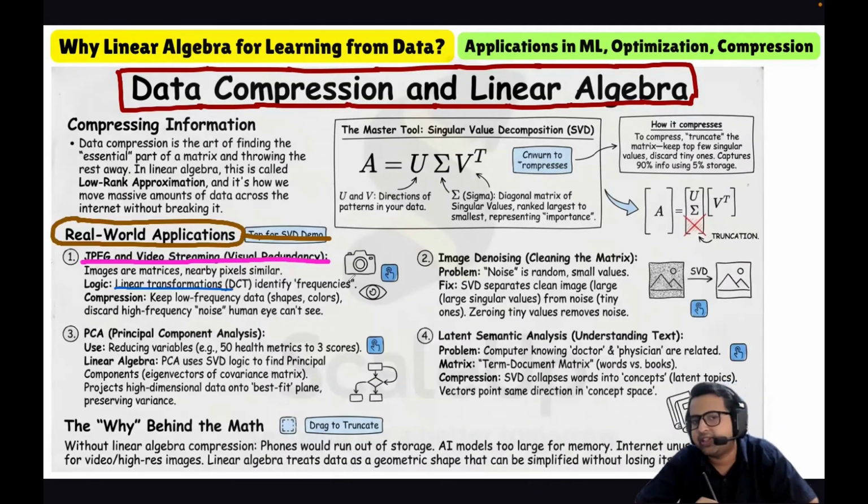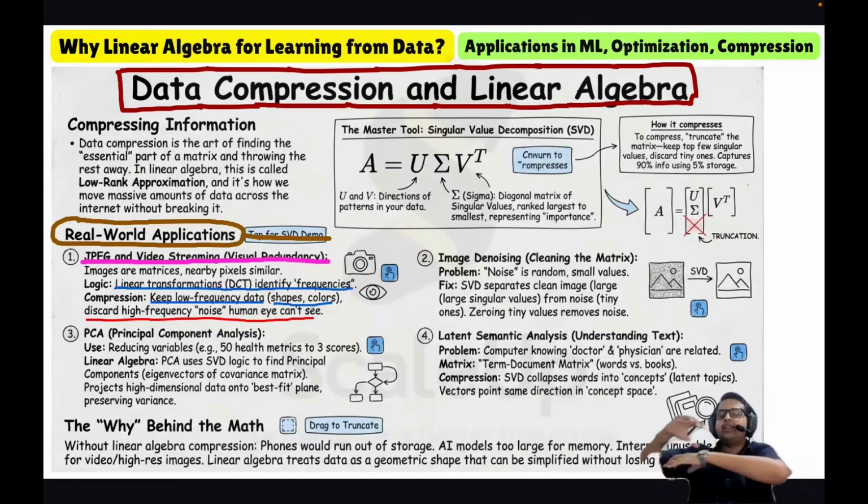And once the frequencies are identified, we will keep the low frequency data like the shapes and colors, and we will discard the high frequency noise which human eyes can't even see. In this way, by eliminating some high frequency noise, we are compressing the size. This is one of the reasons a Netflix stream looks clear even on a slow connection.